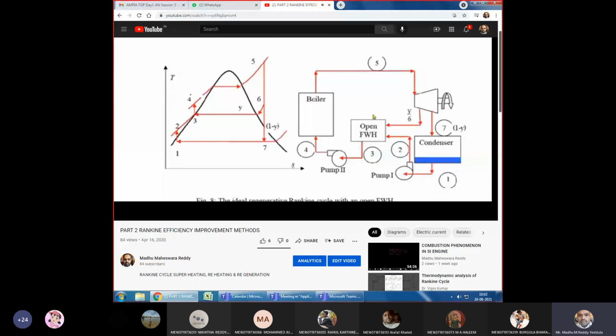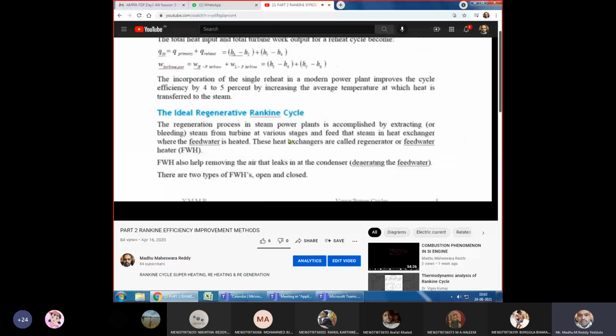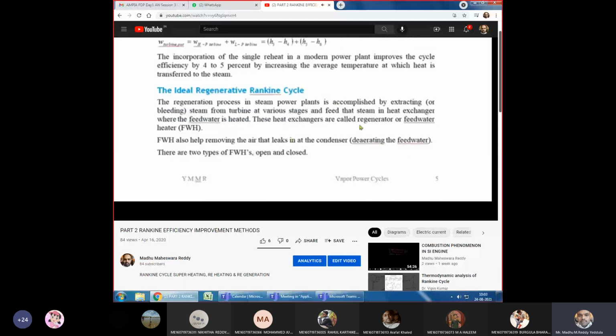Now you can see here, regeneration is again of two types. So what we are doing in the regeneration process is, after the boiler, the steam is expanding in the turbine. Now we are trapping the steam from the turbine. So we are not allowing the steam to expand completely in the turbine. After expanding partially, some portion of the steam is trapped from the turbine, and that particular steam is used to heat the feed water. Okay, got the point?